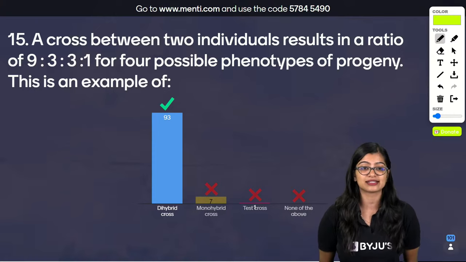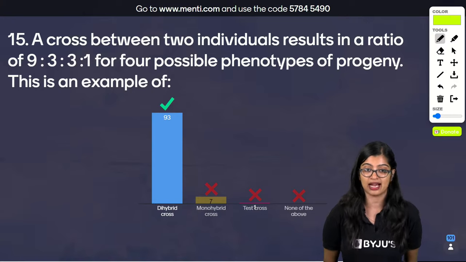Yes, very good. The correct answer here is option number A, dihybrid cross.